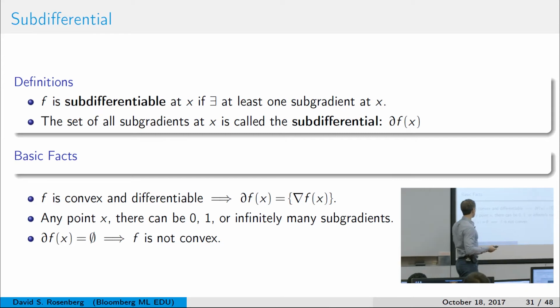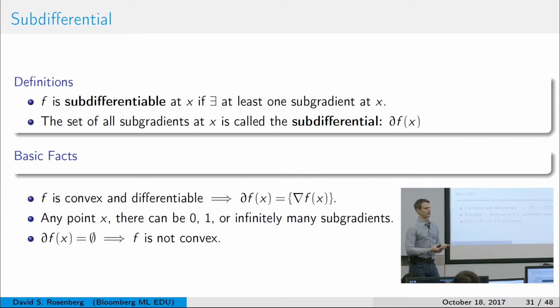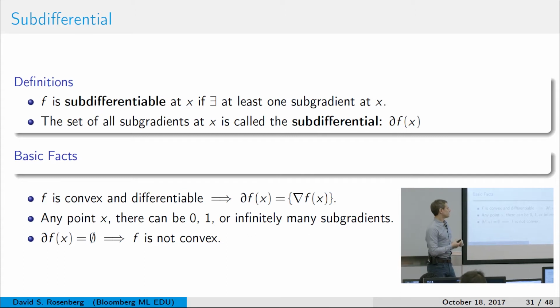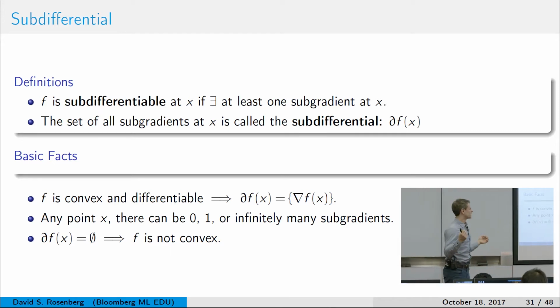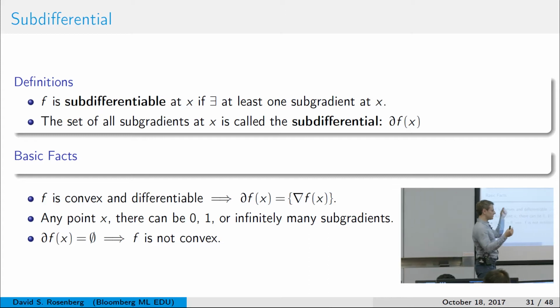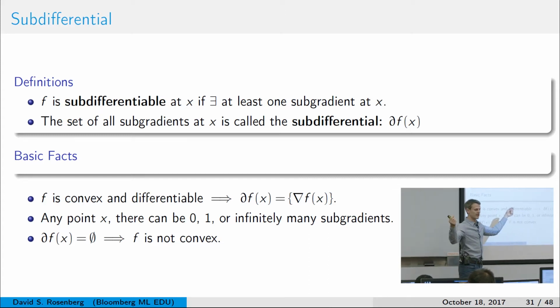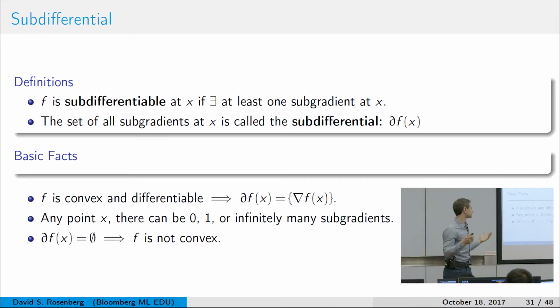And although I don't write it on the slide, the subdifferential is a set of vectors. It's convex. And so you can take any 2 subgradients and join them with the segment between them, and every point along that segment is also a subgradient. So that gives you infinitely many subgradients.